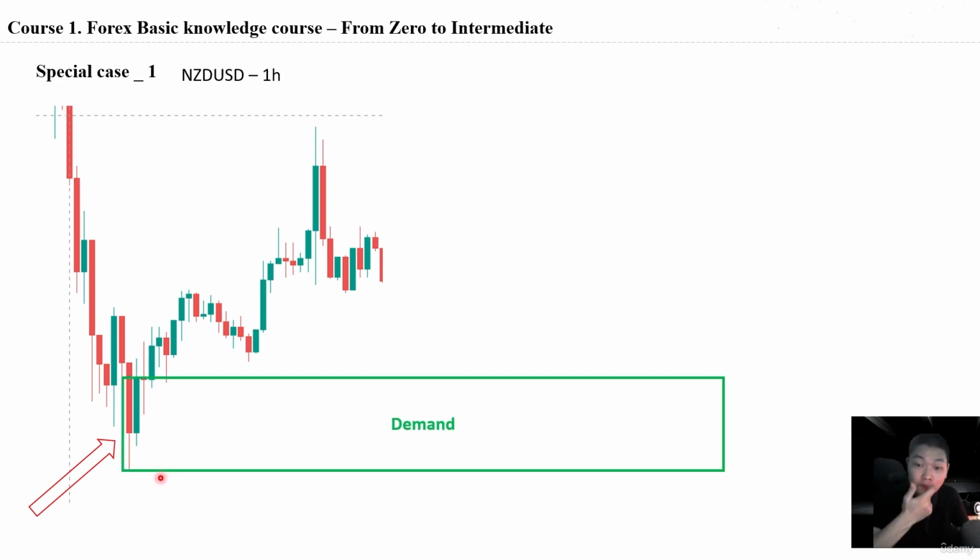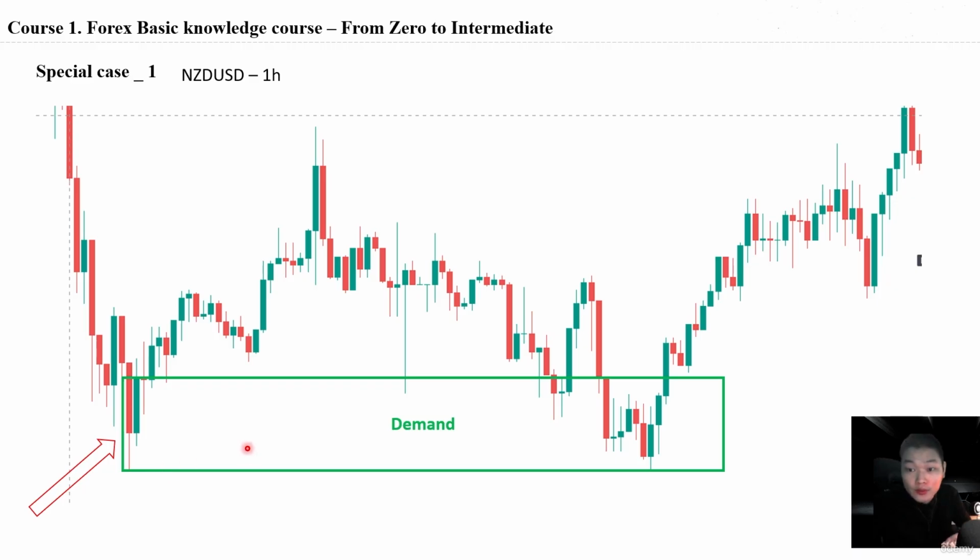So the demand zone is defined from the close price of the first up candle to the lowest of the range, and here is the demand zone. When the market comes to the demand zone, it pulls back a little bit and goes up very strongly. It means this demand zone is very strong, and a lot of buyers are waiting to buy at this level.